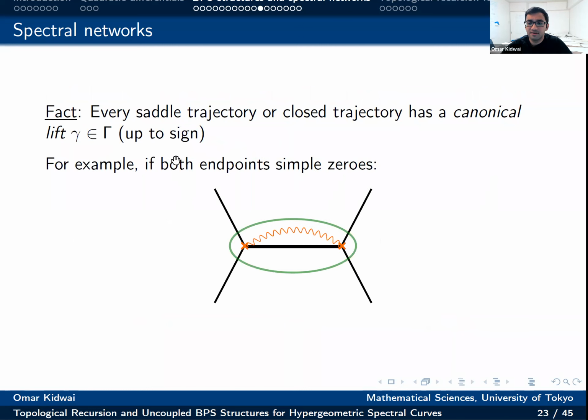Okay, so it's easy to see that every saddle trajectory or closed trajectory can be lifted. These are all drawn on the base curve, P1, but I can lift it to the spectral cover in the following way. I don't want to get bogged down, but I'll give you a picture. If both endpoints are simple zeros, then I take the cycle encircling them and lift it to the spectral cover, and that gives me a homology class up to sign. So every such trajectory gives me a canonical lift.